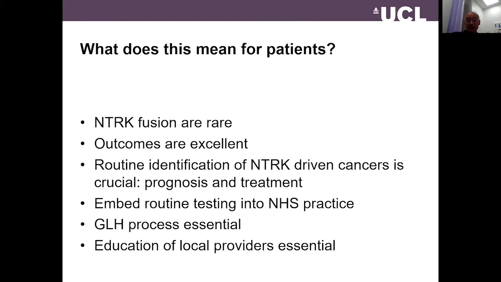It is, as I say, a question of embedding this routine into NHS practice, and there's a lot of history to overcome here. But that's essentially what we must do. And the process of working with the genomic laboratory hubs, the GLHs, is really essential, as well as education of the local providers. So that's what it actually means for the patients out there.